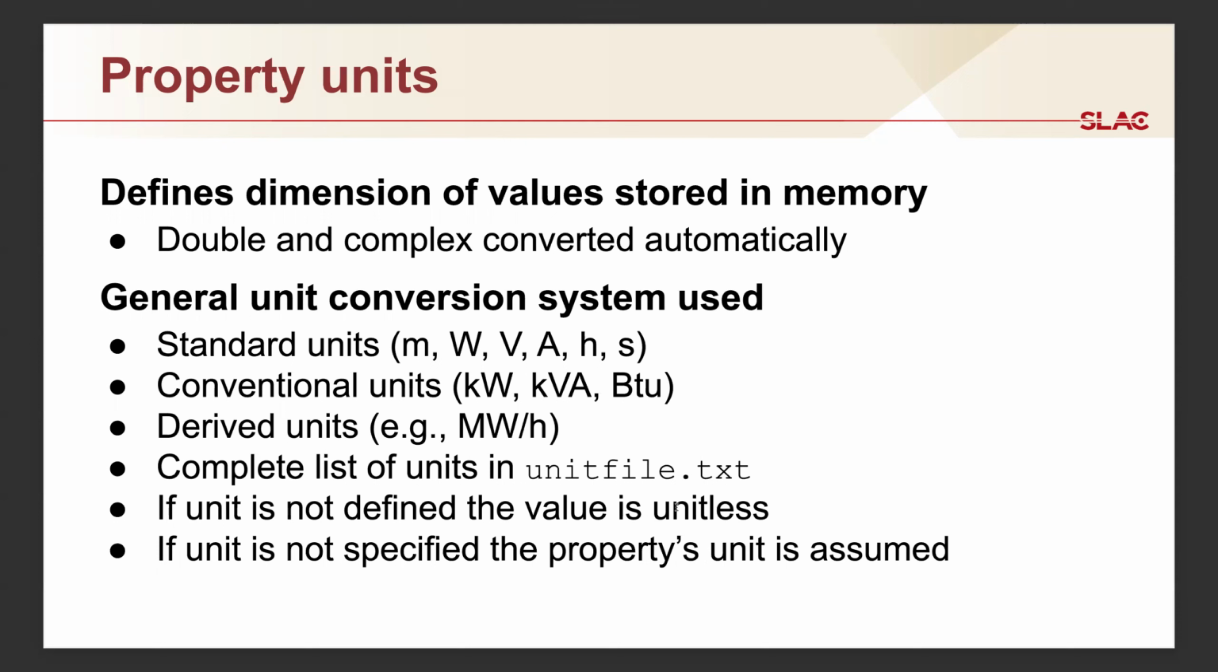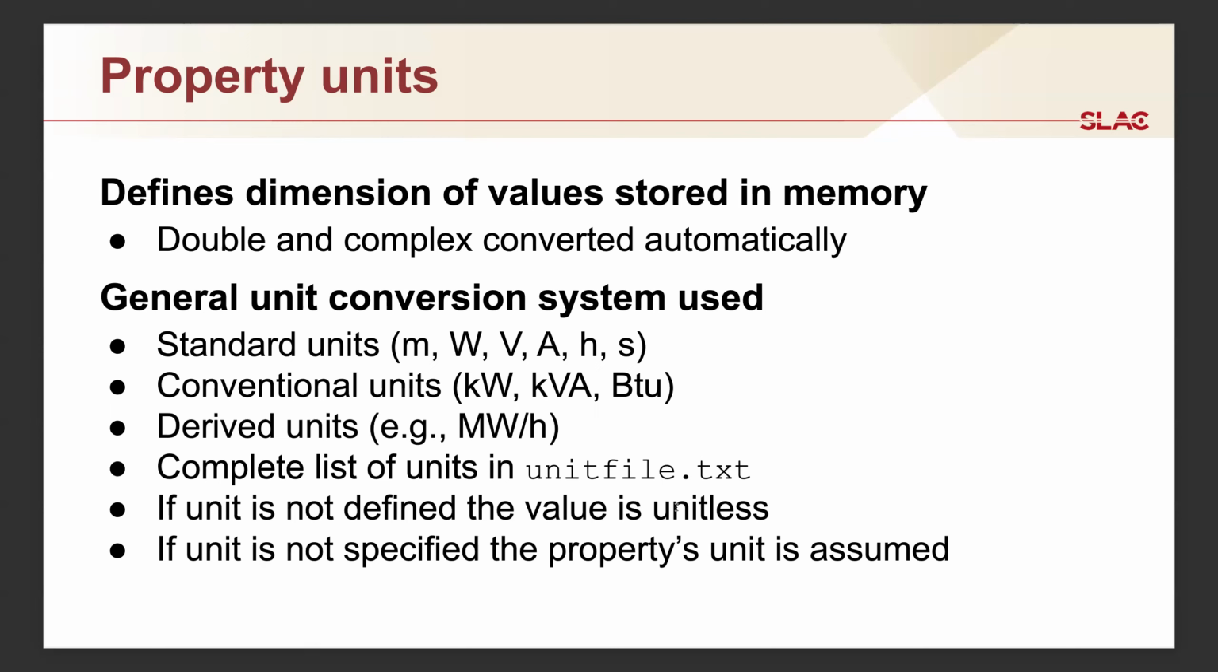The properties that have units, as I said earlier, can do automatic unit conversion. Double and complex values have units associated with them. It's not required. So if a property does not have a unit, then it's assumed to be unitless, and attempting to use a unit won't work. But if the property is assigned a unit, then any value you give it without units will be assumed to be in those units. And if you give it a value in another unit, it must be a compatible unit.